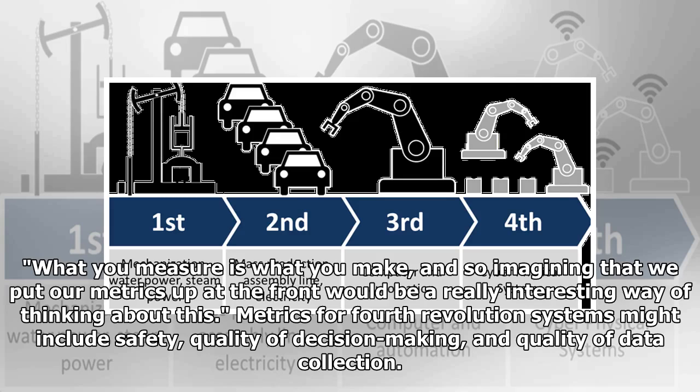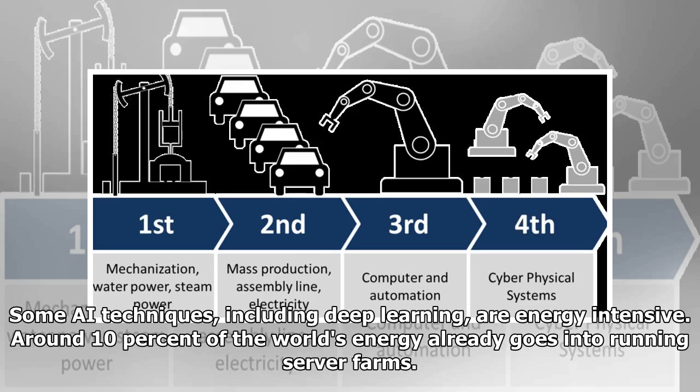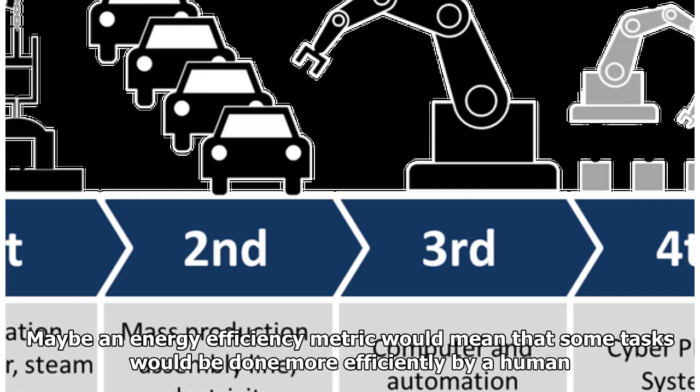Metrics for fourth revolution systems might include safety, quality of decision-making, and quality of data collection. Some AI techniques, including deep learning, are energy-intensive. Around 10% of the world's energy already goes into running server farms. Maybe an energy efficiency metric would mean that some tasks would be done more efficiently by a human.